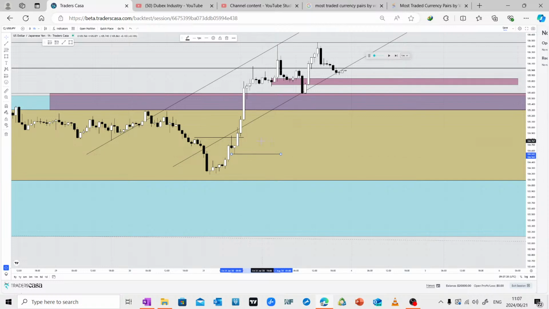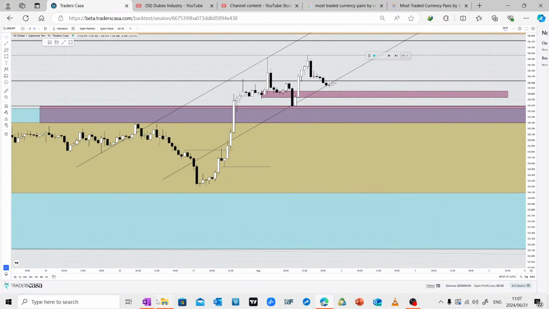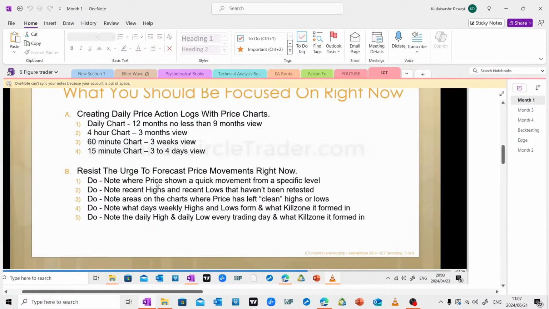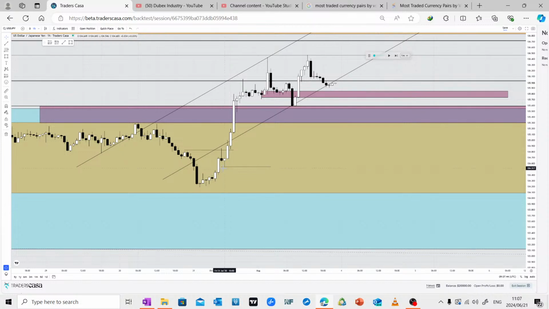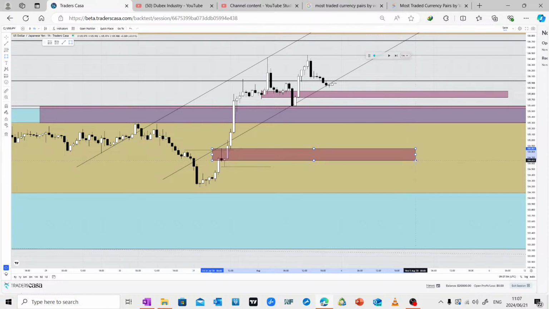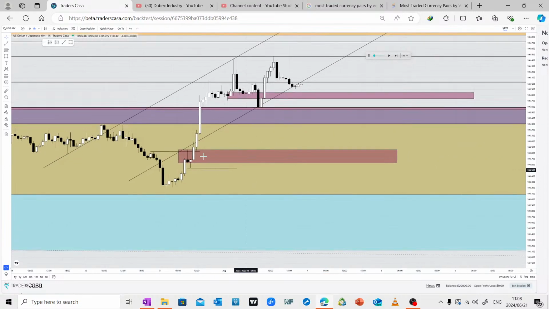This is the low that's very important, because that's where ICT says price shows a quick movement from a specific level. So this specific level is going to be important to me, such that if ever the market retraces back down into this region, that bearish order block would be of considerable strength. Price would not want to violate that if it wants to push to the upside.